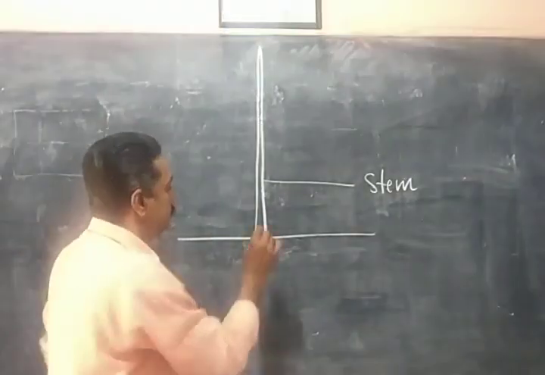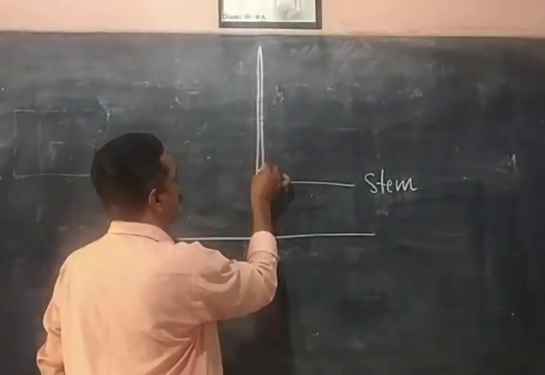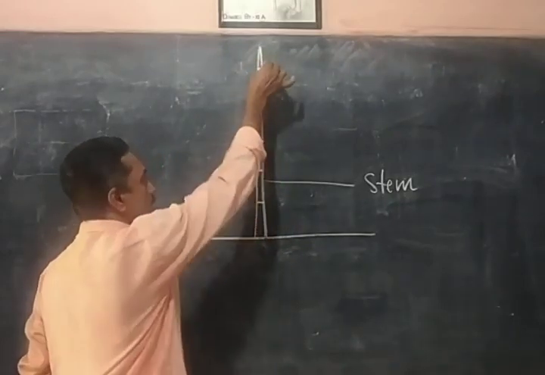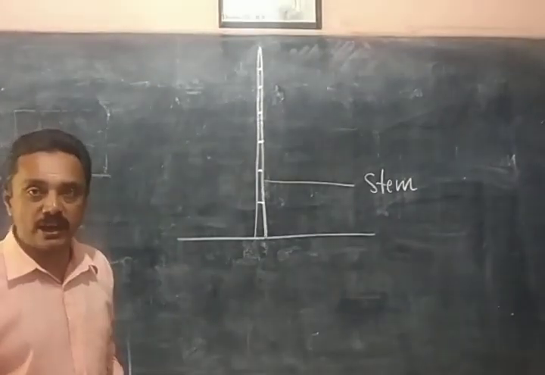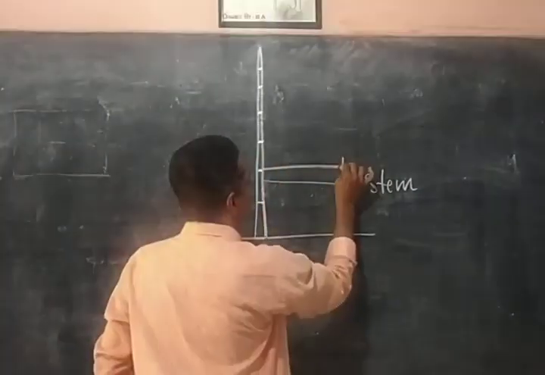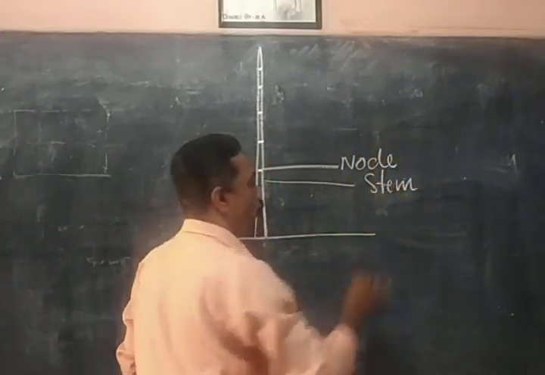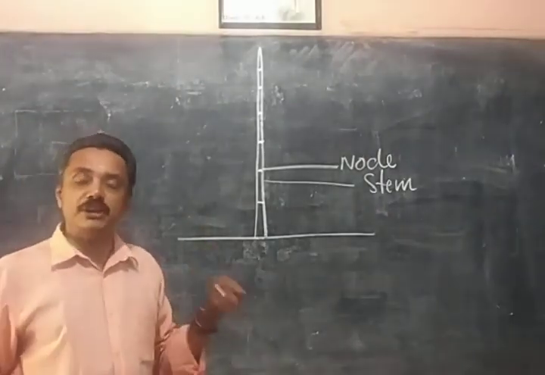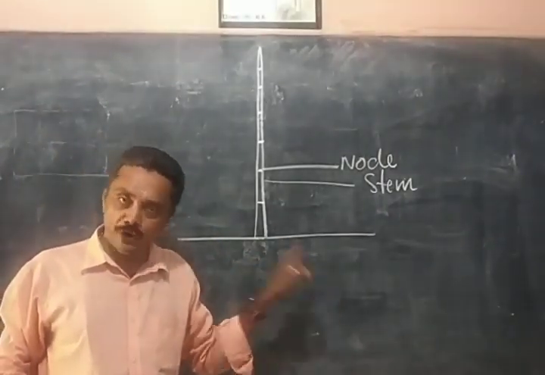On the stem, joints are present. Sometimes they are clear, as in plants like bamboo and sugarcane, where joints are very clear. These joints are called node, N-O-D-E. Joints present on the stem are called node.